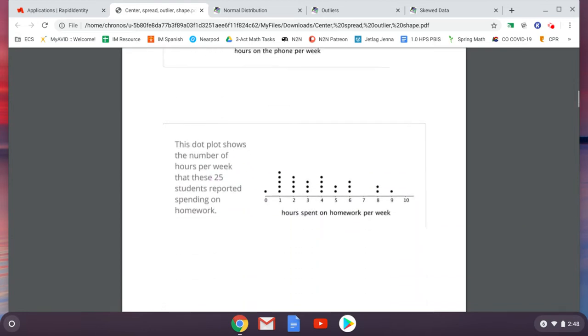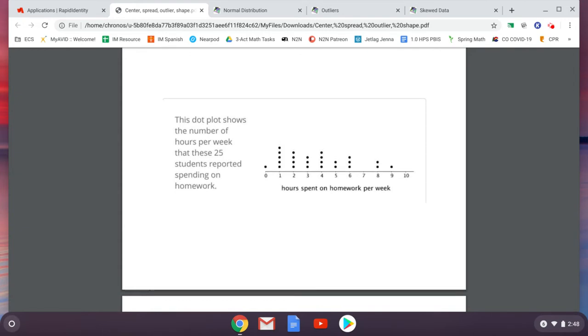All right. We have another dot plot. This one shows the number of hours per week that these 25 students reported spending on homework. So we have a big range here. We start out at 0 hours per week, and I would say that this is probably before we started online learning. Hopefully nobody's in that 0 mark. And then it goes all the way up to, we have a student doing 9 hours.